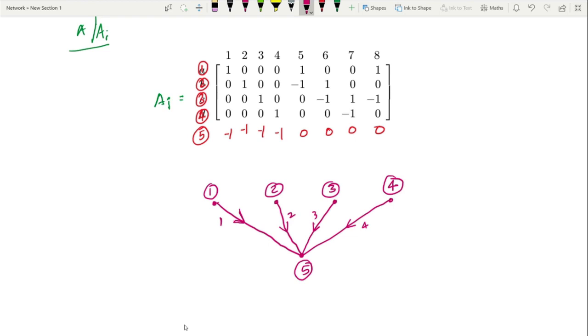What is the next branch? Next branch is the fifth branch. It is connected between 1 and 2. What is the direction of current? It is going away from node 1 and coming towards node 2. So this is the direction of current. The sixth branch is connected between 2 and 3. We can mark like this. It is going away from node 2 and coming towards node 3. So this is the direction of current.